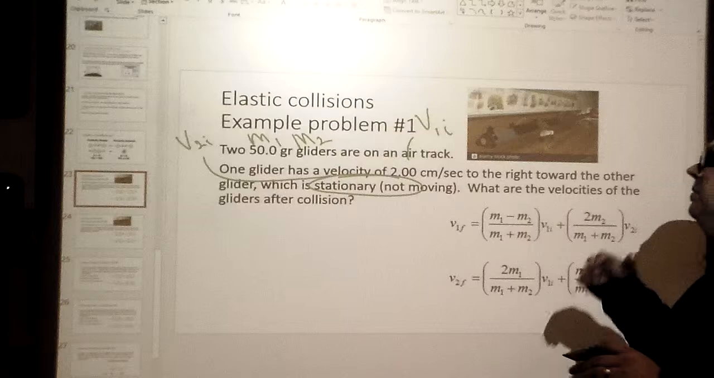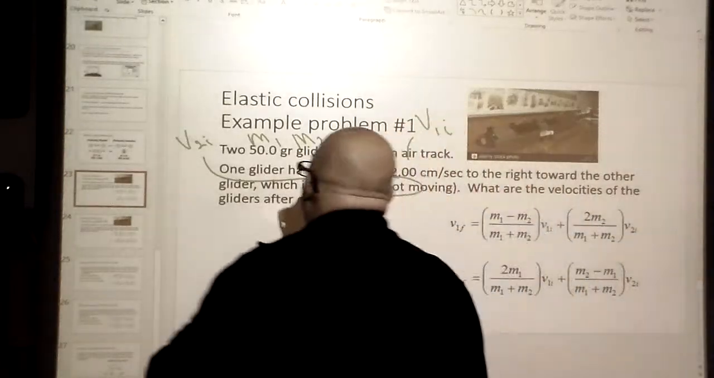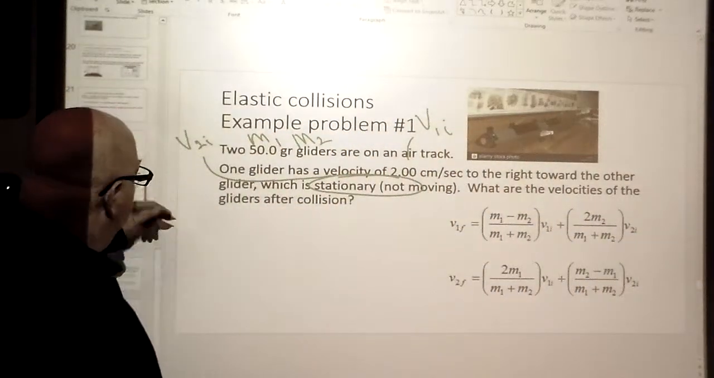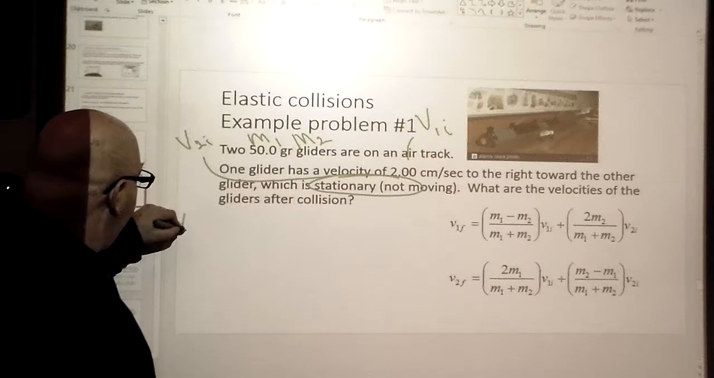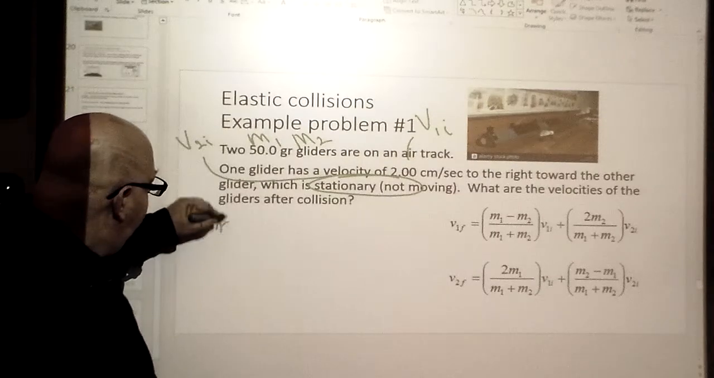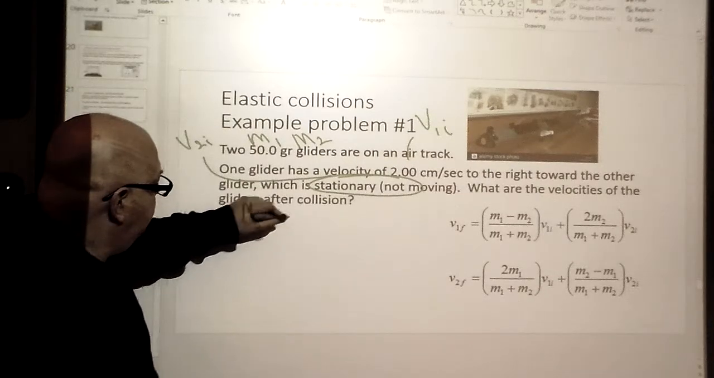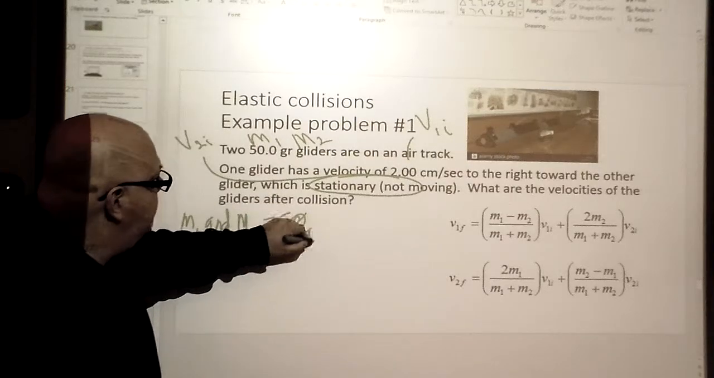Okay, so now we've got some numbers here. Now we can do a little bit of figuring out. So what do we have here? M1 and M2 both equal 50 grams.